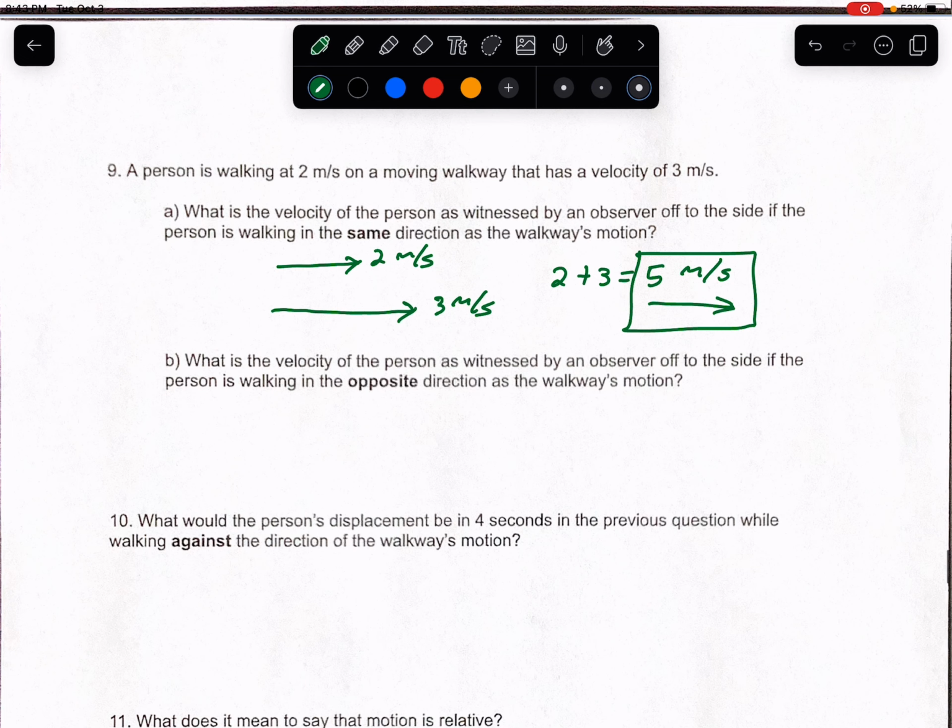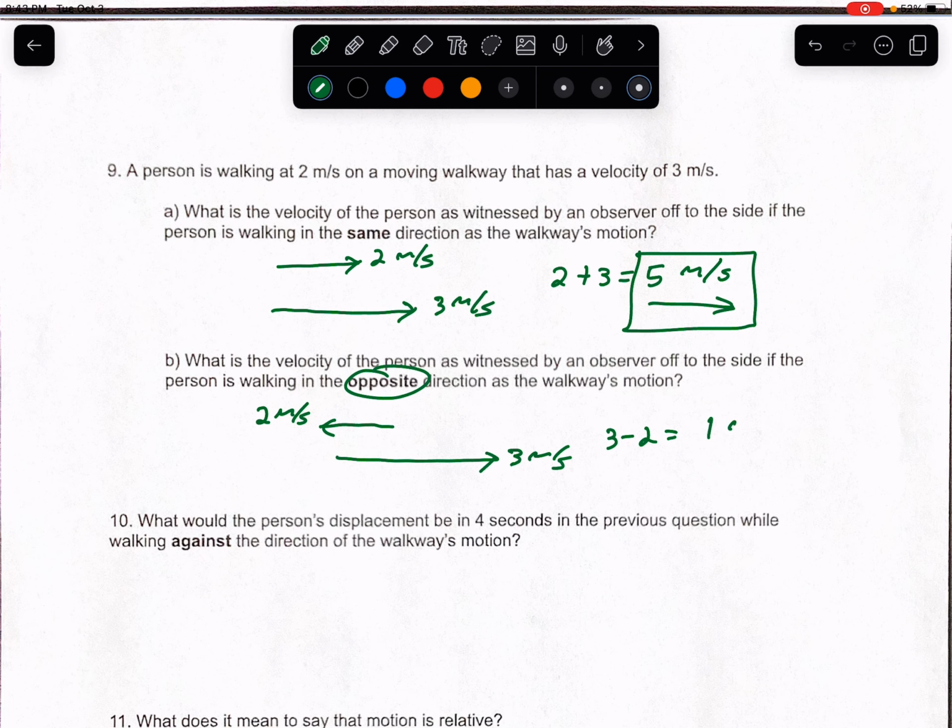Now, B is pretty much the same problem, but watch out for bolded words. I asked for opposite here. So what happens when that person is walking this way now at 2 meters per second, and the belt is still moving this way at 3 meters per second? So, the person's not going to walk faster. They're actually going to walk slower because they're going against the motion. So we're going to do 3 minus 2.